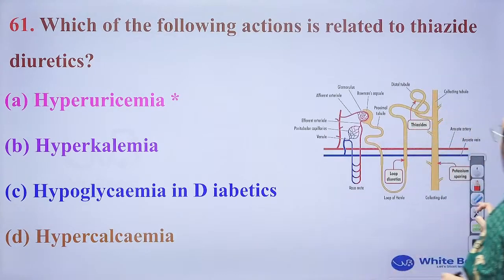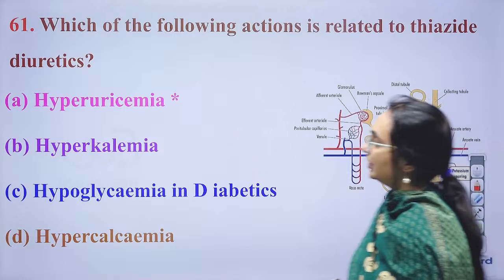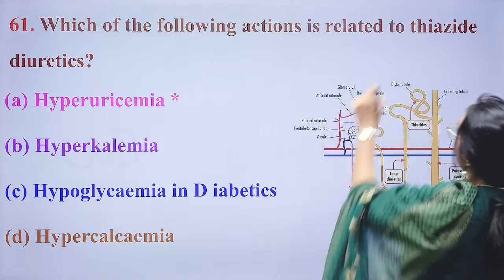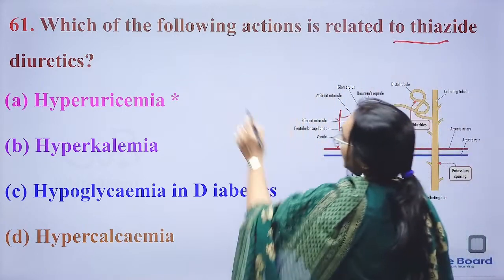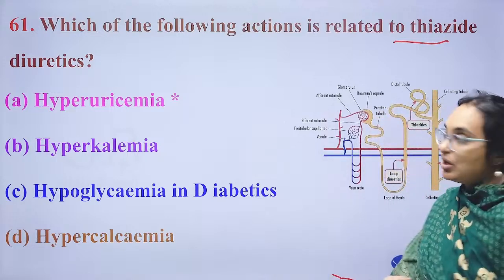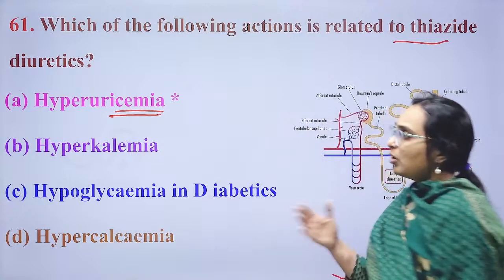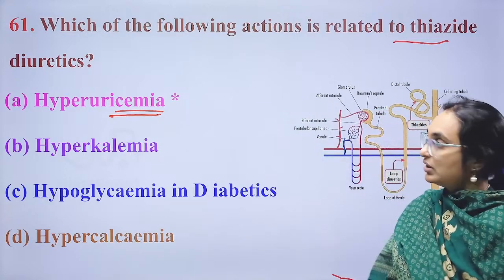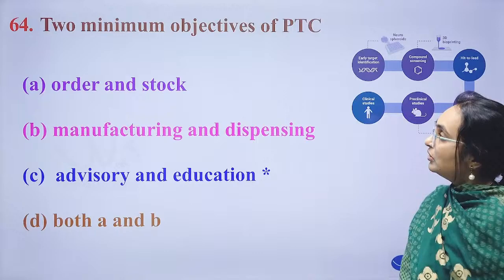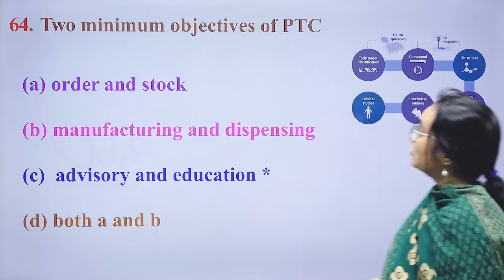Which of the following actions is related to the thiazide diuretics? Okay, thiazide diuretics, the common side effect is causing hyperuricemia or gout. Okay, so this is the option which is responsible, the common side effect is hyperuricemia. Okay, next question.